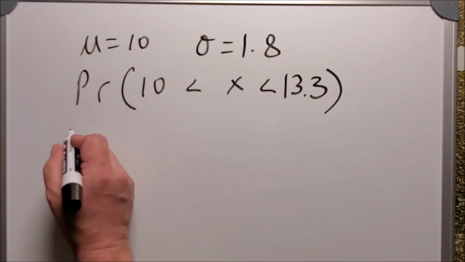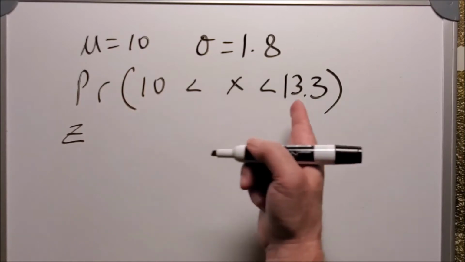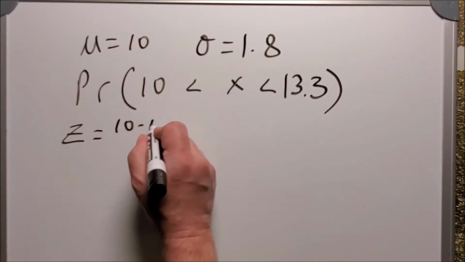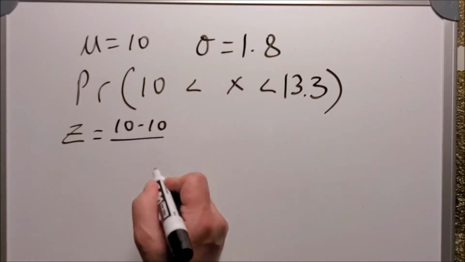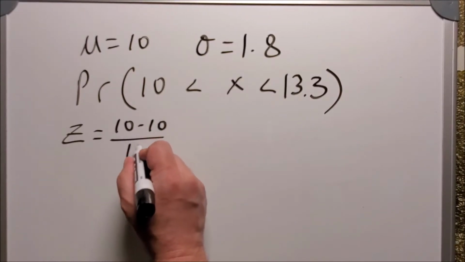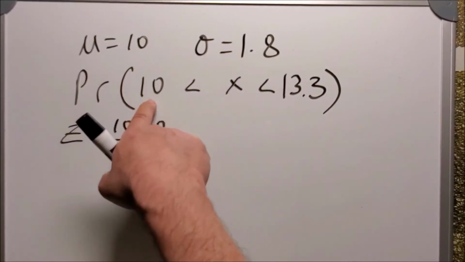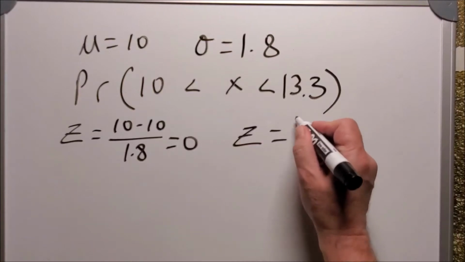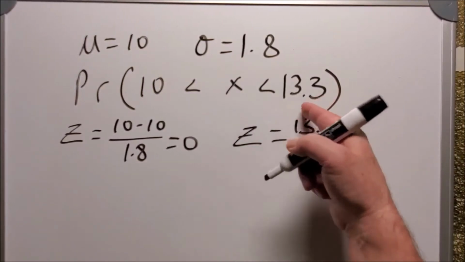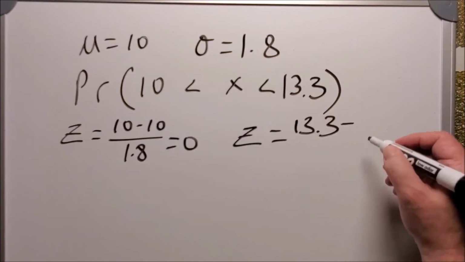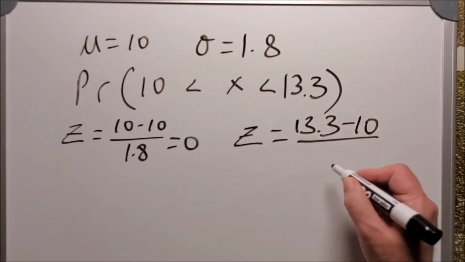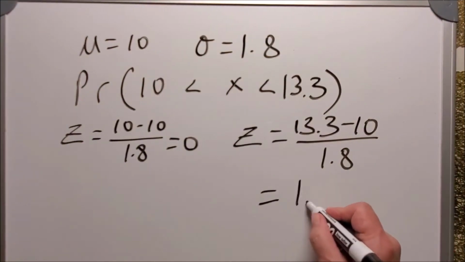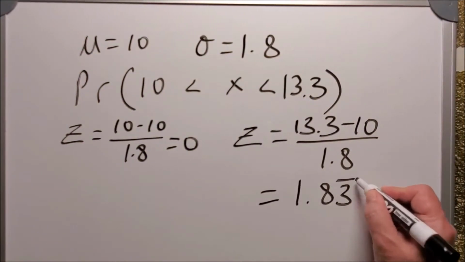So what we're going to do is get the z-score of both of those boundaries of our interval that we're solving for. So the first one, this is going to be pretty easy. 10 minus 10 over 1.8 gives us 0. So the z-score of 10 is 0. 13.3 is the other boundary edge. So we're going to solve for that. 13.3 minus 10 over 1.8. So when I solved that, I got 1.83 repeating.